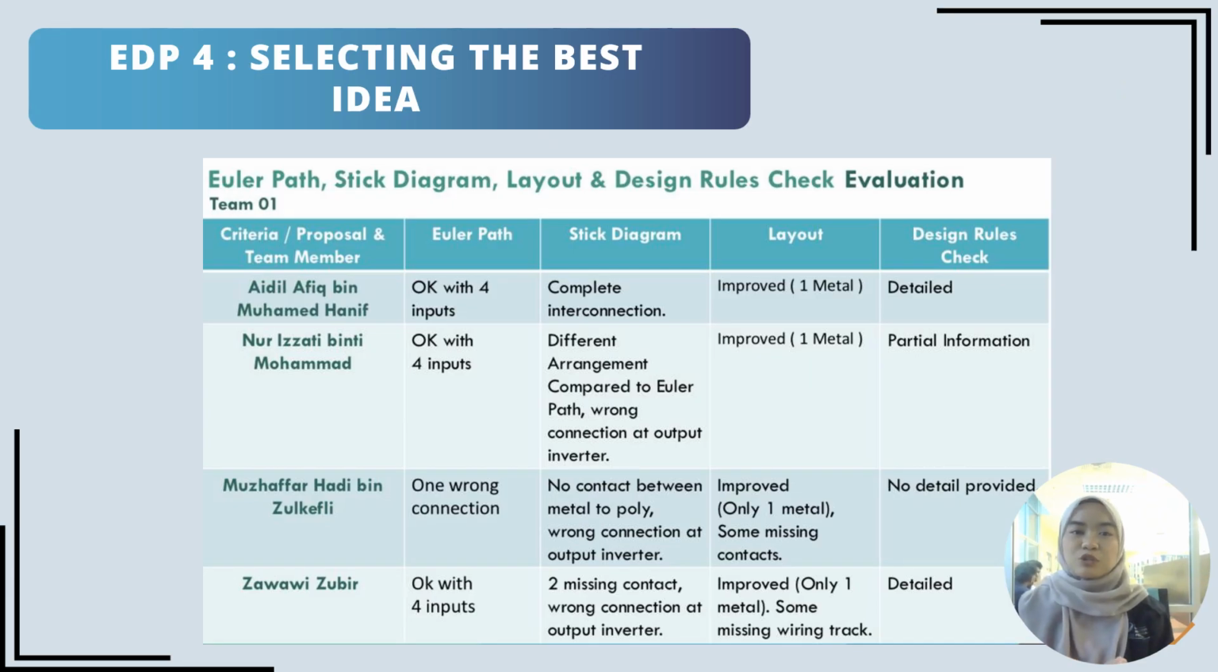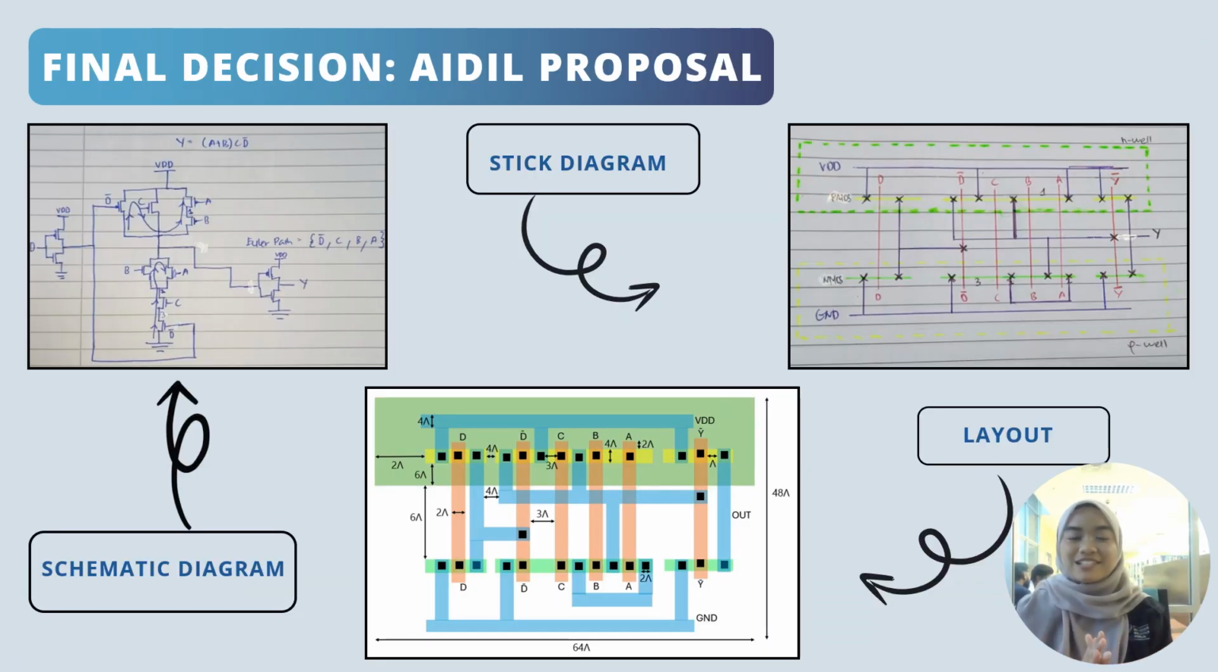Now is the time to evaluate each one of the proposed Euler path, state diagram, and layout with the DRC chart. We did this by using an evaluation table that compares each one of the Euler path, state diagram, layout, and design rules chart. Finally, we made a decision as a group to proceed with Aidil's proposal.